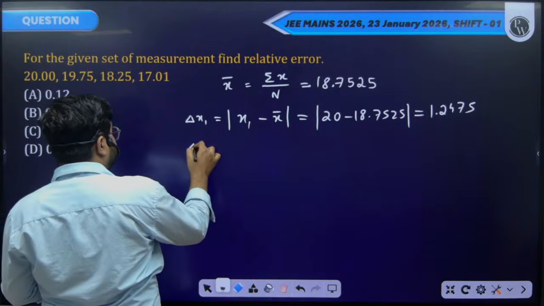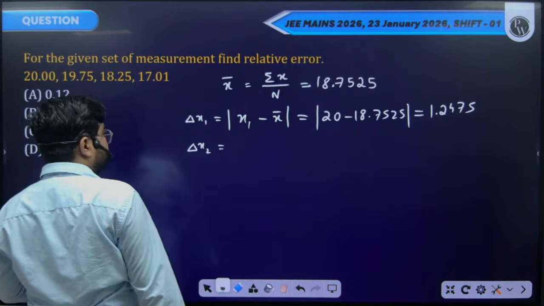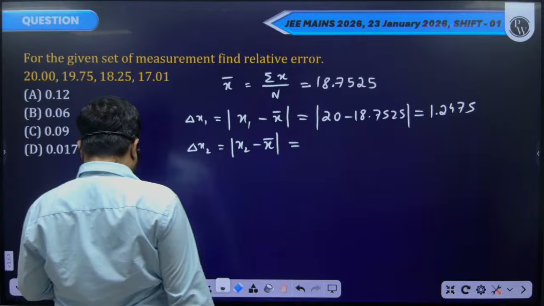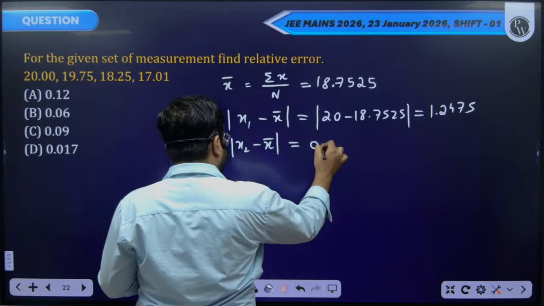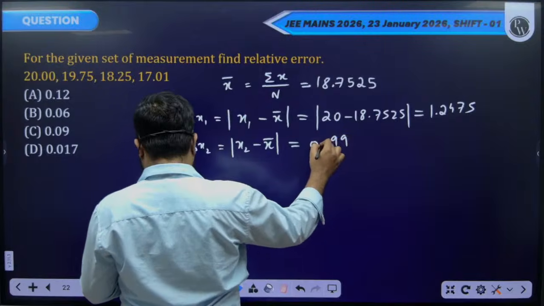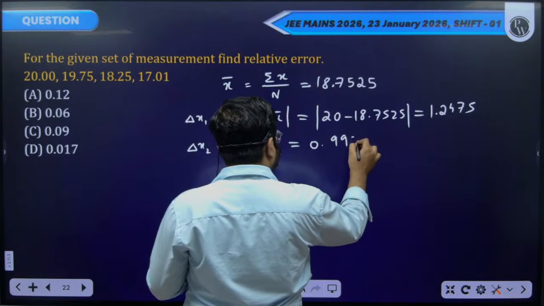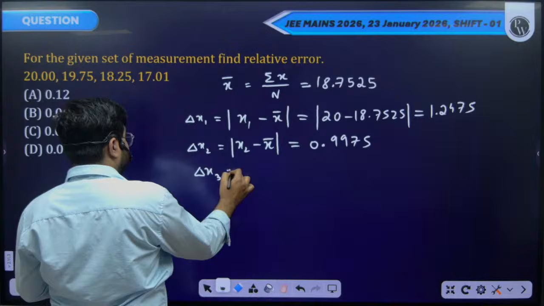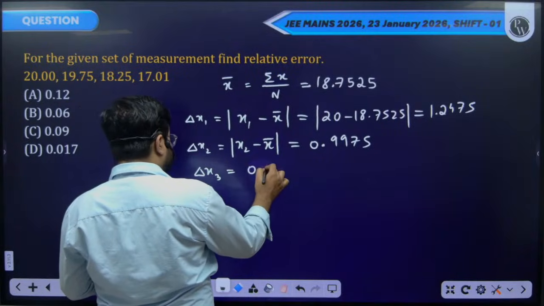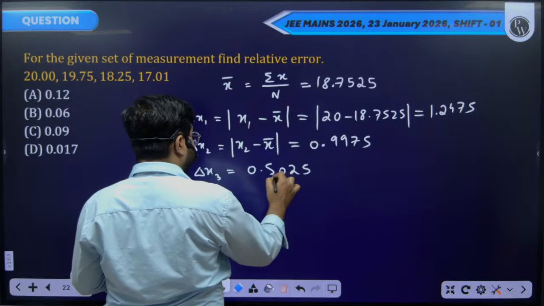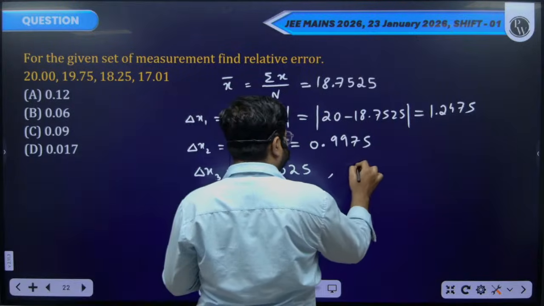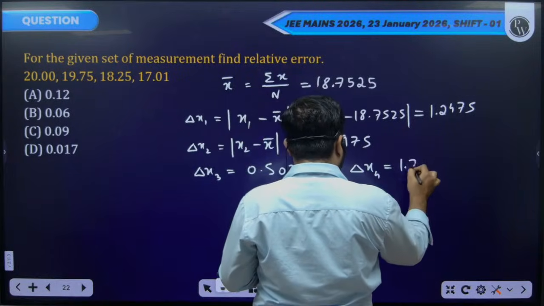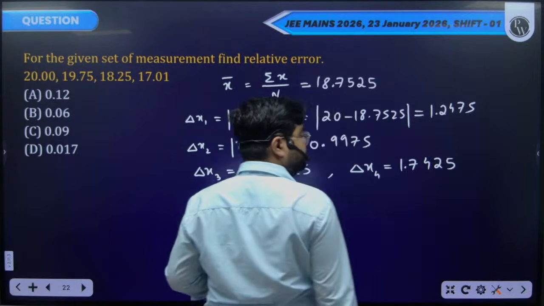Similarly we can find delta x2. It will be mod of x2 minus x bar. This value comes out as 0.9975. Similarly we can find delta x3. It will come out as 0.5025, and delta x4, which will come out as 1.7425.